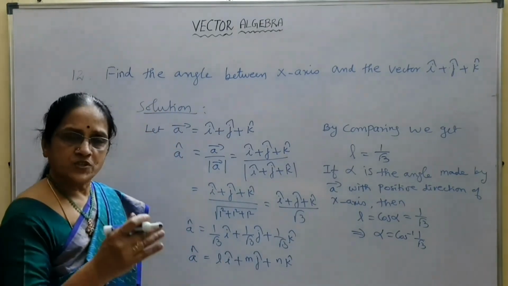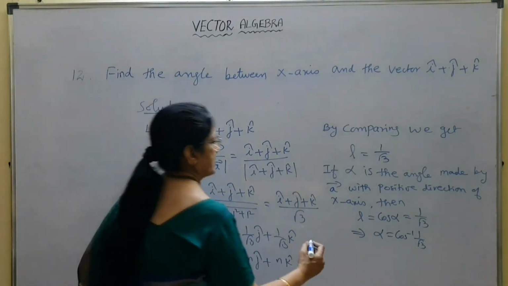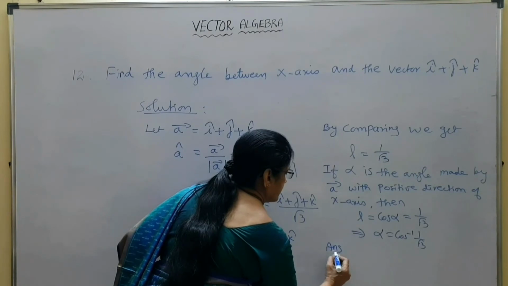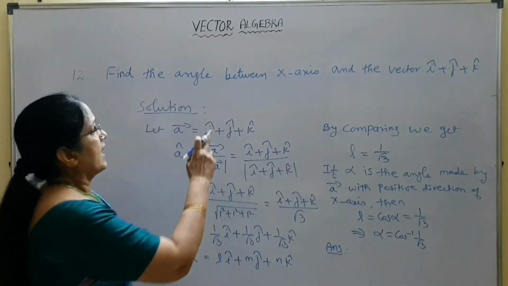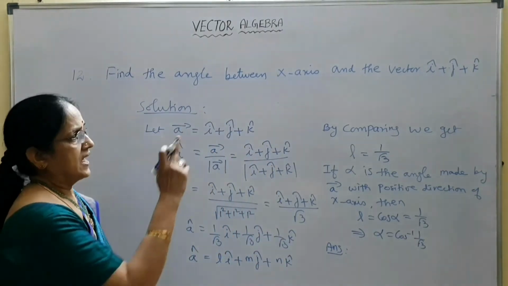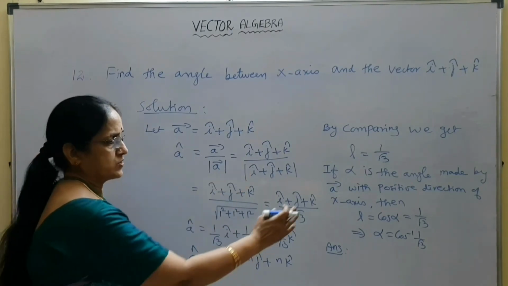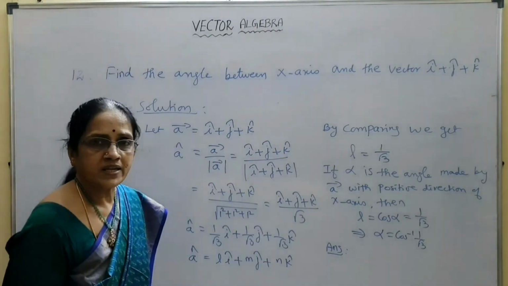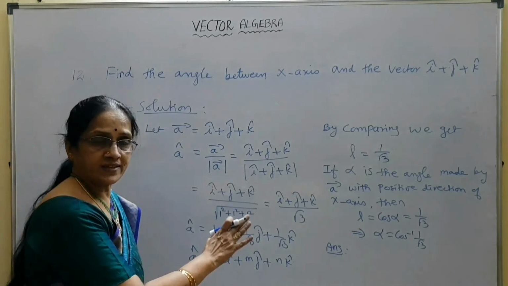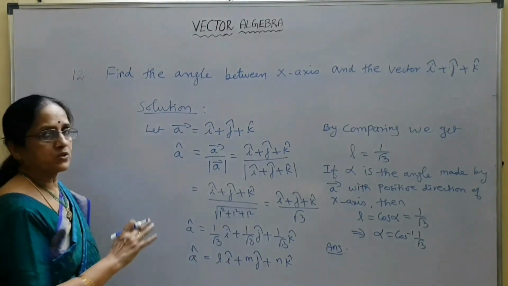So finally, you need to conclude your answer, stating that the angle between the x-axis and the vector A is equal to cos inverse 1 by root 3. That will be your final answer. Now let's move on to question number 13.